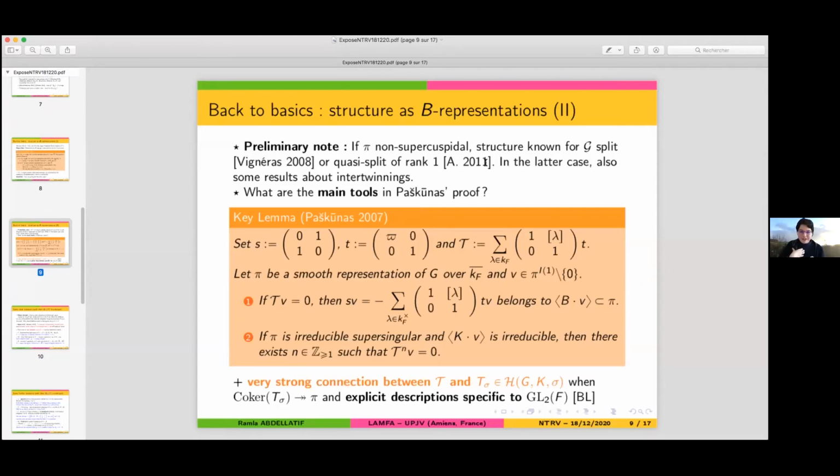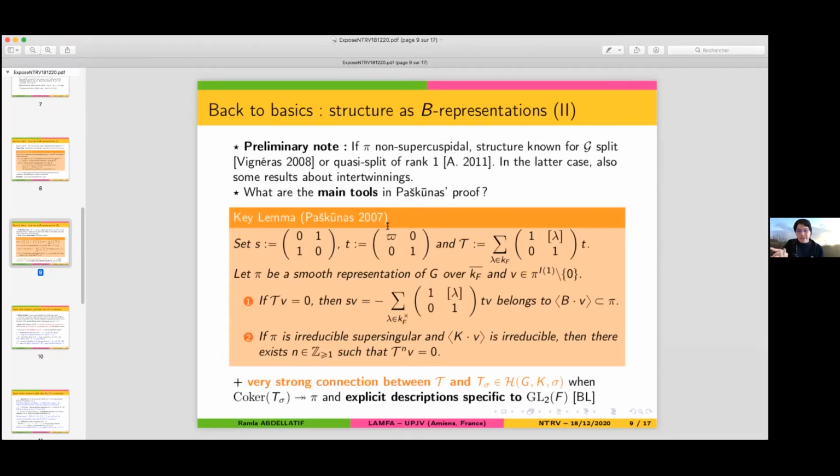There are a few notations I have to introduce. Here S is just the anti-diagonal matrix with entries 1, 1. You can think of that as the generating element of the Weyl group. It's not a surprise. Then you have this T element, the diagonal matrix with first entry the uniformizing element and second entry 1, which, if you think about the Cartan decomposition, plays a crucial role in the structure of G.